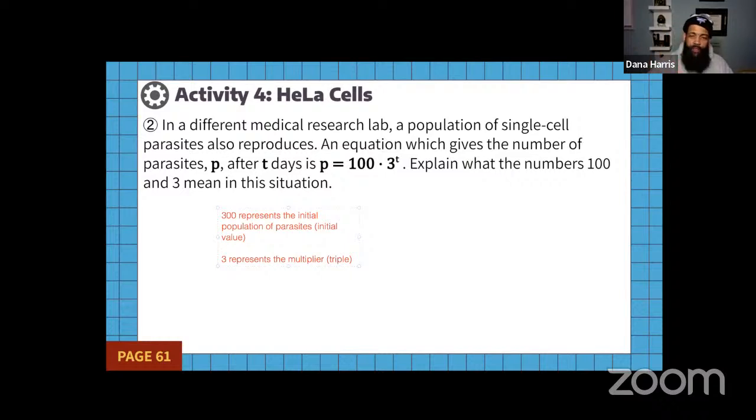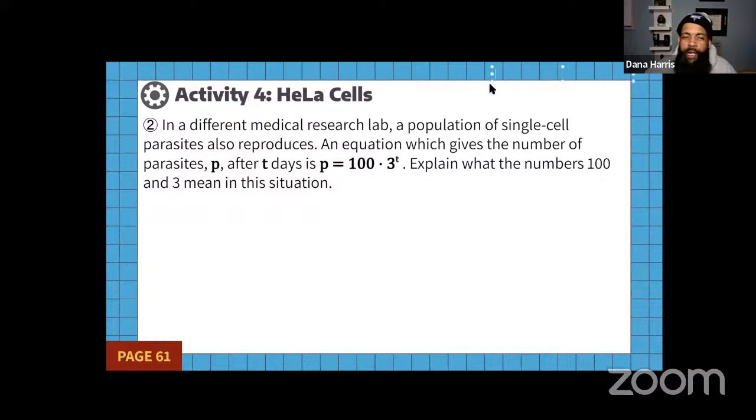The initial value is always that first number, right? Or where you begin, okay? And then, you know what? Hold up, wait, I put 300 on here. Look, see, sometimes you keep talking and it's important. All right, so that 100 represents the initial population of parasites, and 3 represents the multiplier, meaning that it triples, okay?